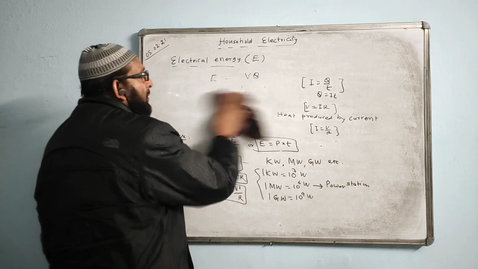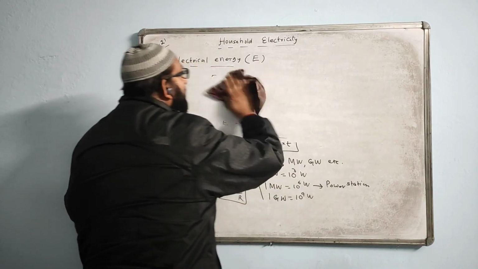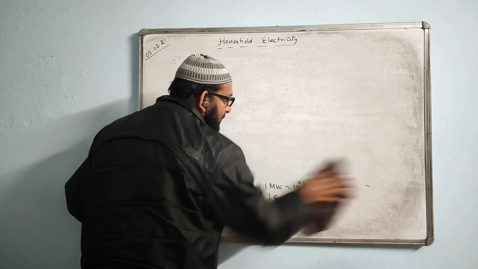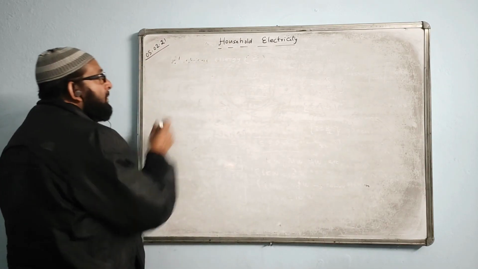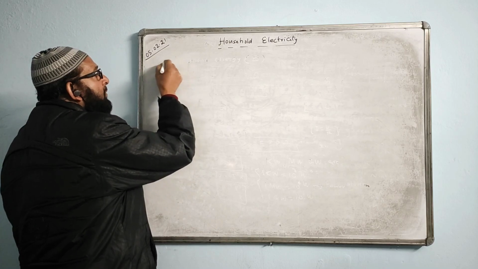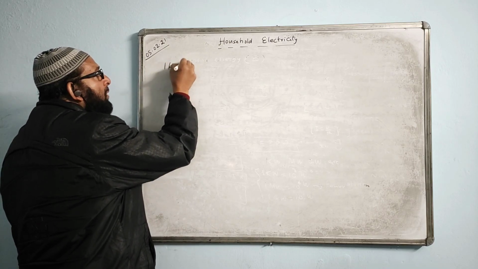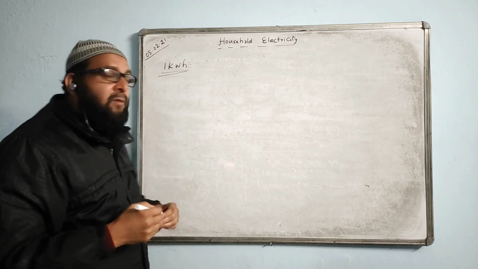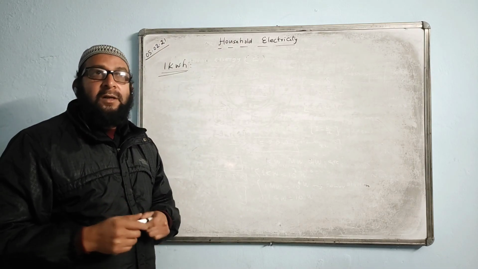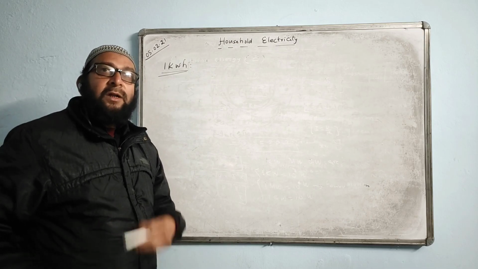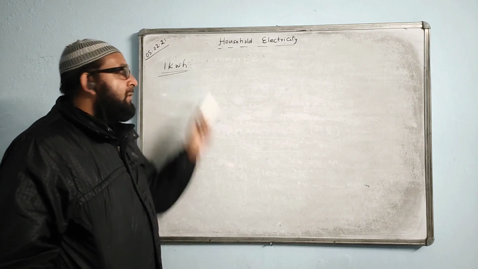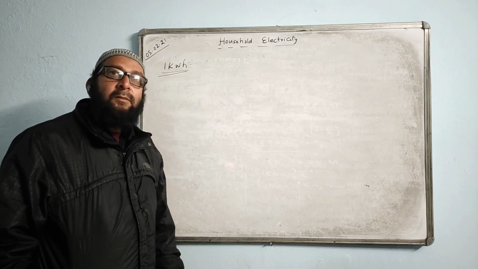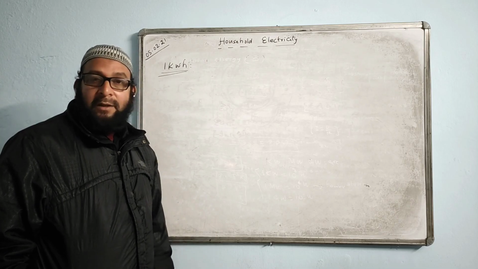Now, they ask very often, or they may ask you to give the definition of 1 kilowatt hour. Define 1 kilowatt hour. We know this is the commercial unit of electrical energy. A question comes like this: which physical quantity is measured in terms of kilowatt hour? We say energy, or more precisely, electrical energy.